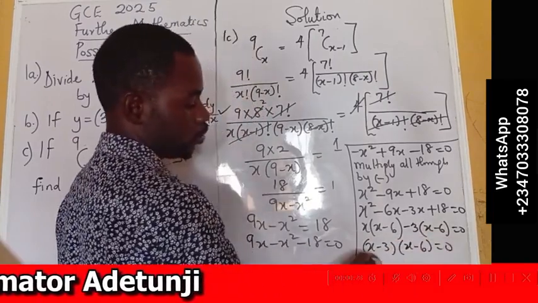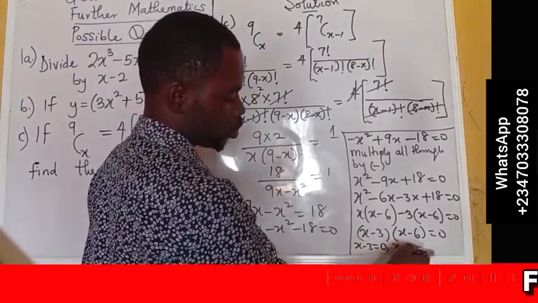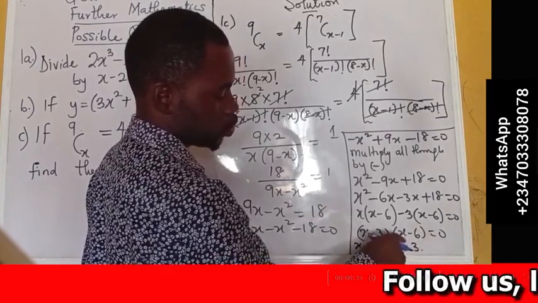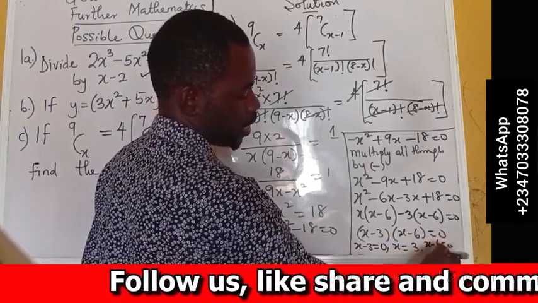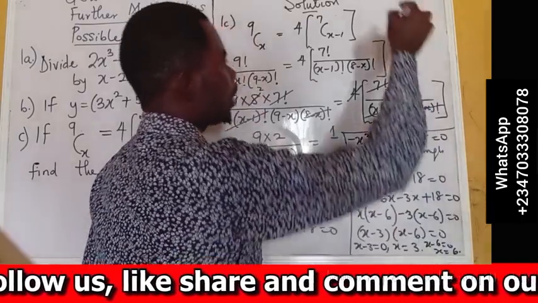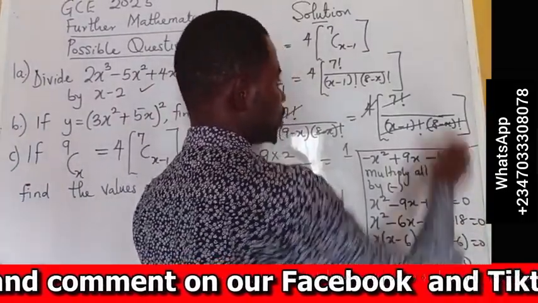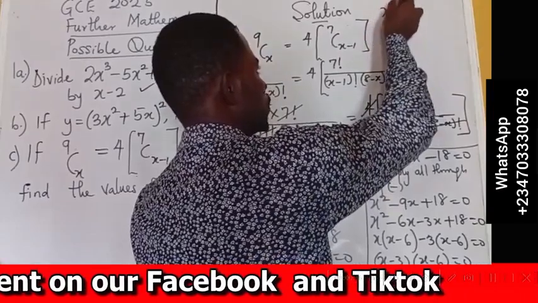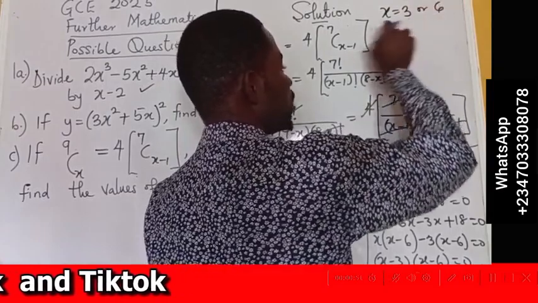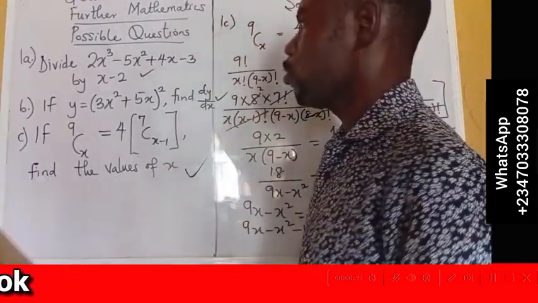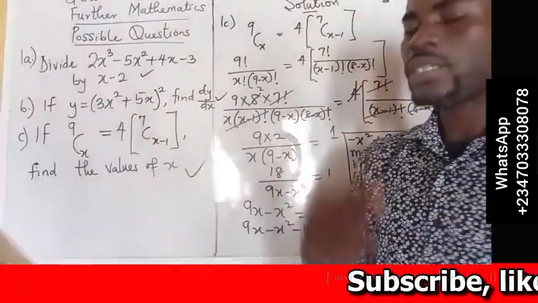When you equate, x minus 3 equals 0, that is x equals 3. Same thing happens to minus 6. x minus 6 equals 0, x equals 6. Telling you that for this question, my x is 3 or 6. Positive 3, positive 6. To the glory of God, we settled all of question number 1. 1A, 1B, 1C. Well achieved in this question.